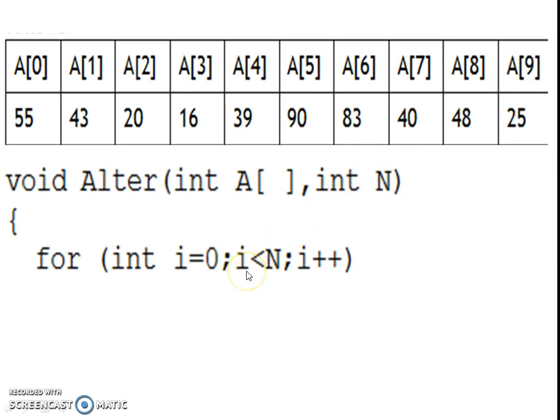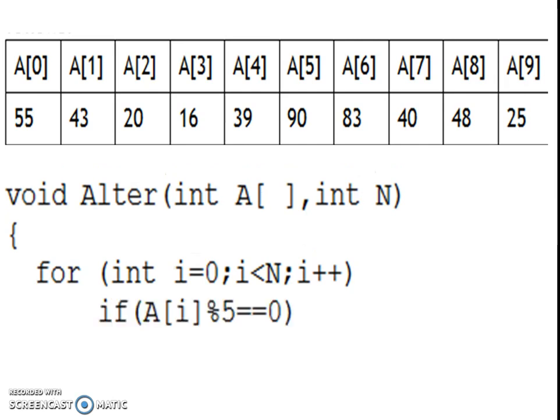So the test condition we are keeping is i should be less than n. That means i should be less than 10 because we want it till 9. And we are using the increment operator to increment the loop variable. Now inside this for loop, we have to put a test condition. This test condition will test each element of the array. For writing a test condition, we have to use if.